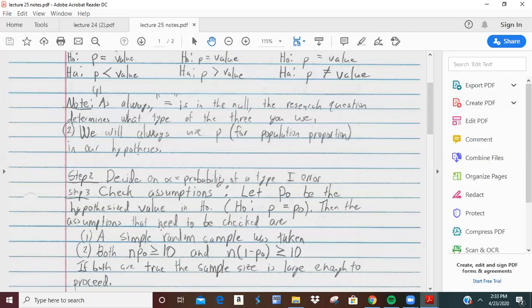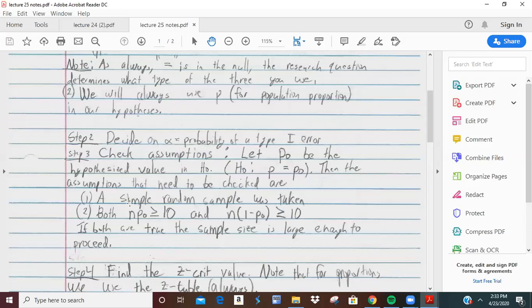Here are the assumptions that we need to check. Number 1 is the same that we've seen over and over again: a simple random sample was taken. Number 2 is a little bit different than what we had for confidence intervals. We need n times our hypothesized proportion to be greater than or equal to 10, and n times 1 minus our hypothesized proportion to be greater than or equal to 10. If both of these are true, then our sample size is large enough for the central limit theorem to apply, and that means our distribution of p hats is approximately normal.